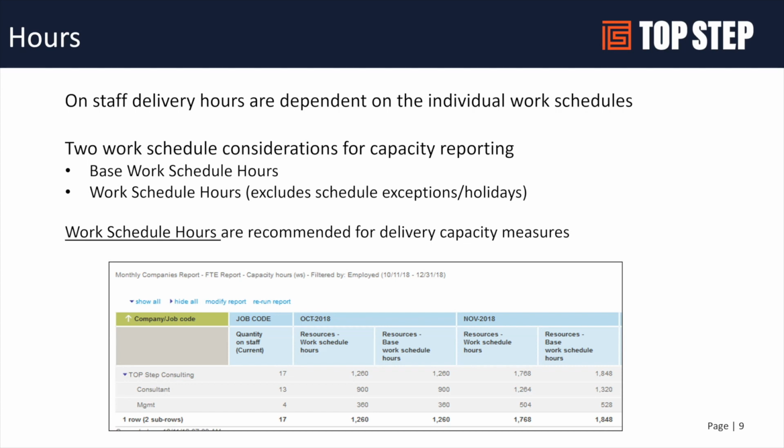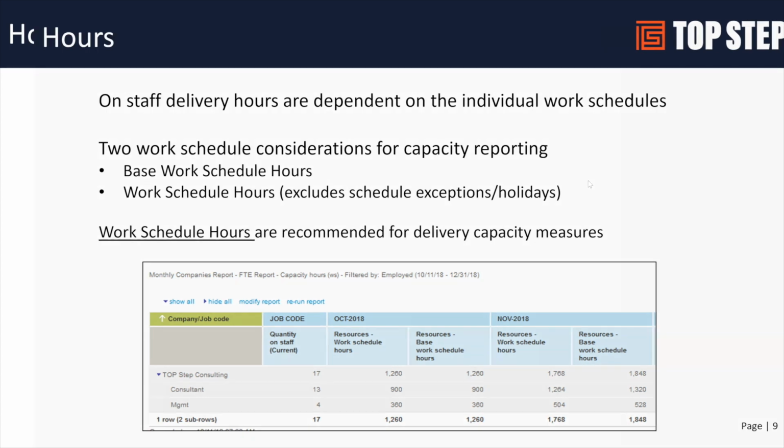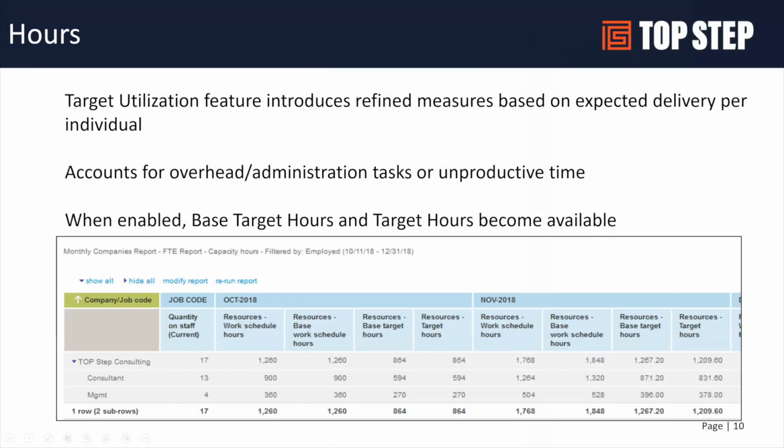So this example here of a report where we're using the job code company summary with the job code subtotal, the quantity on staff, and we can see the difference between the work schedule and the base work schedule. In this case they are the same because they didn't have any holidays on the work schedule. That's great.